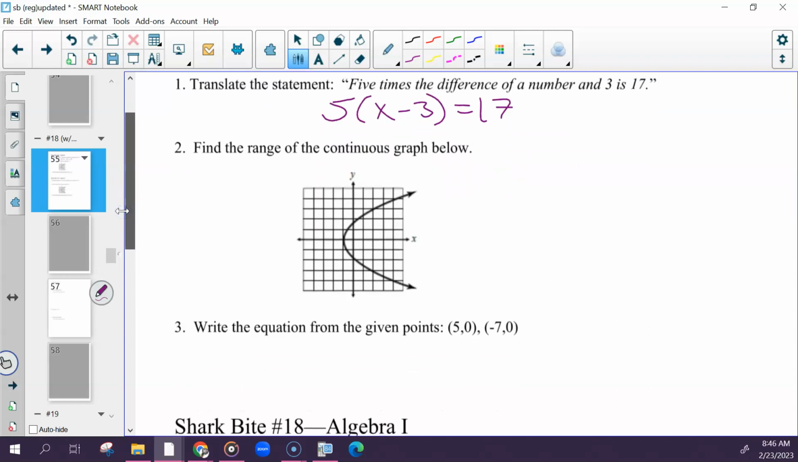2, we're looking for the range. Is that X or is that Y? Y. So we're looking lowest to highest. What would that be? We're looking lowest to highest. Because this is going to keep going down like that, and it's going to keep going up like that. So all real numbers should have been your range.